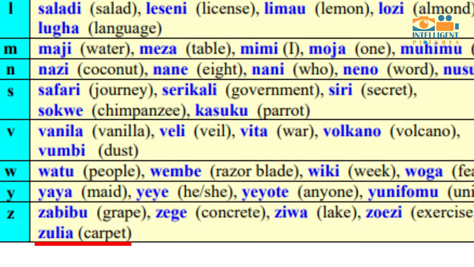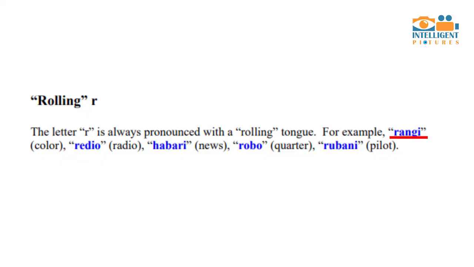We also have another one which starts with sound Z, and that is the word zulia. Zulia means carpet, okay? Now, interestingly, we are going to see some words which have a rolling R, letter R or sound R. The letter R is always pronounced with a rolling tongue. For example, rangi means color, so you say rangi. As you can hear, R sounds as if I'm rolling my tongue, okay?